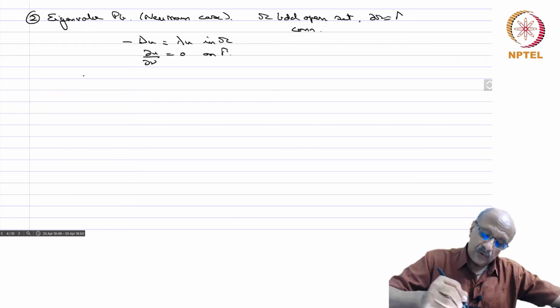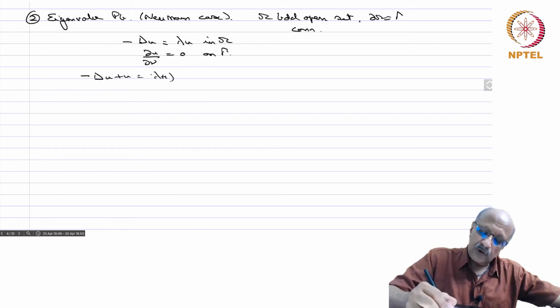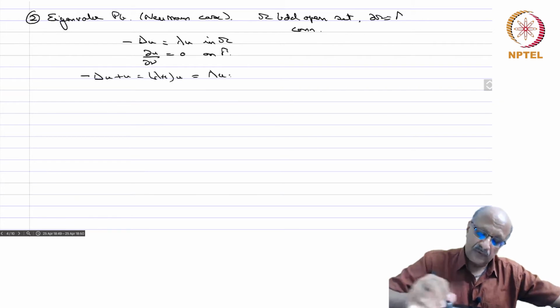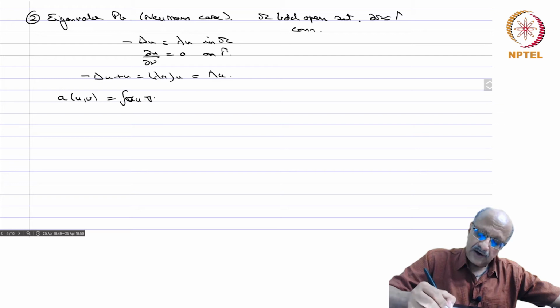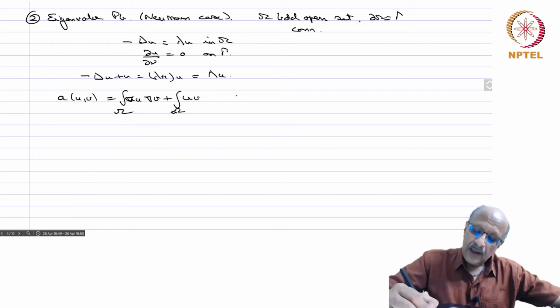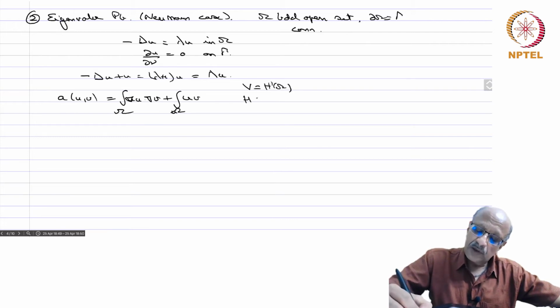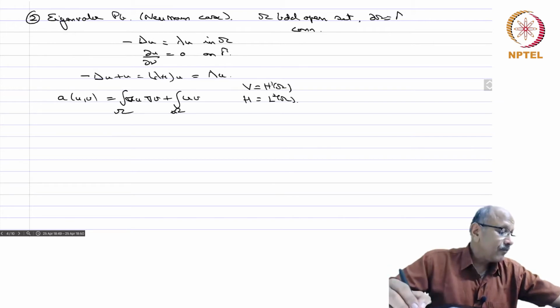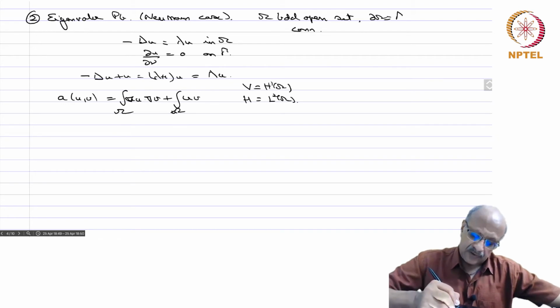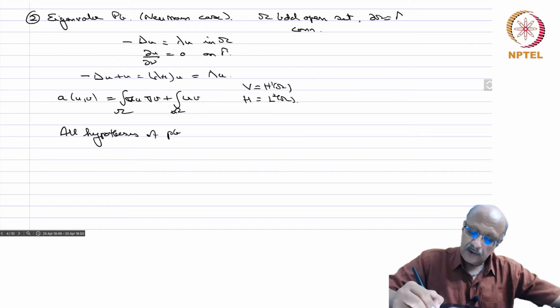Okay, so now you rewrite this equation as minus Laplacian u plus u equals lambda plus 1 times u, equal to capital Lambda u. Okay, so we will write it like that. So we will take a of u v equals integral over omega of grad u dot grad v plus integral over omega of uv. Okay, and then we take V equals H1 of omega and H to be equal to L2 of omega. Okay, so then all the hypotheses of problem 1 are satisfied.